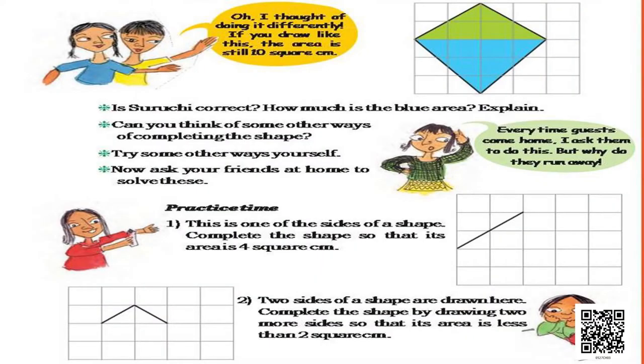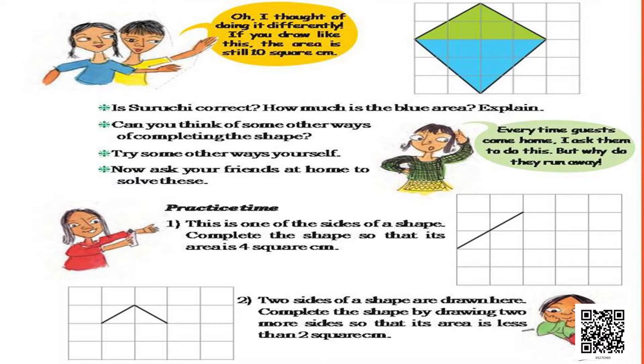We have already discussed two tasks. In the first task, you have to complete the shape by drawing two sides so that you will have an area of 4 square centimeter. And in the second task, you have to complete the diagram with two sides joining the given sides so that the area will be less than 2 square centimeter. I hope you have understood the concept of drawing the shapes and finding out the areas.